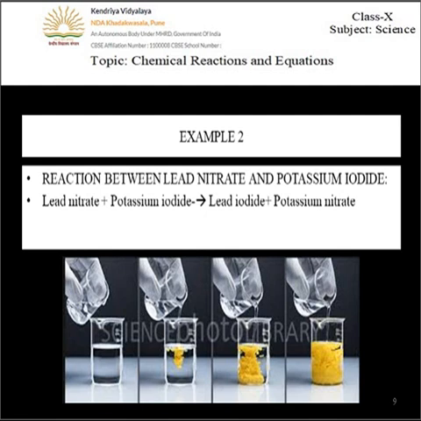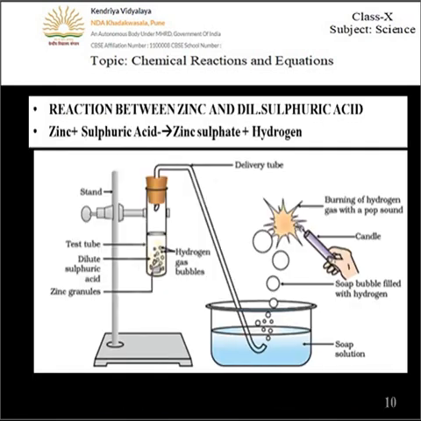Now moving on to the next slide. It is the reaction between zinc and dilute sulfuric acid. As we all know, dilute sulfuric acid is a strong acid which is used in labs. Its formula is H2SO4. In the picture there is an experimental setup in which zinc granules are taken in a test tube and sulfuric acid is added. As soon as we add the sulfuric acid, the reaction starts and a new product is formed, which is zinc sulfate, and it remains in the test tube.